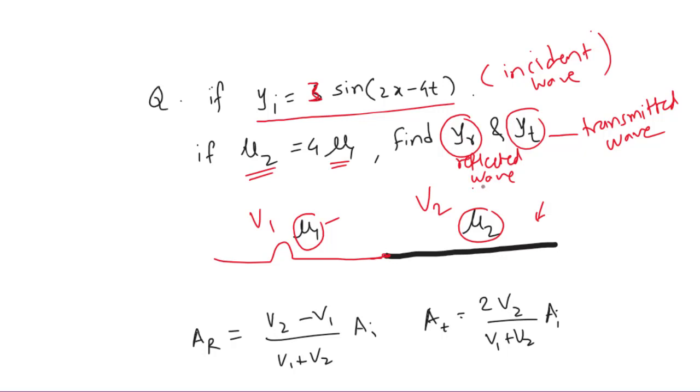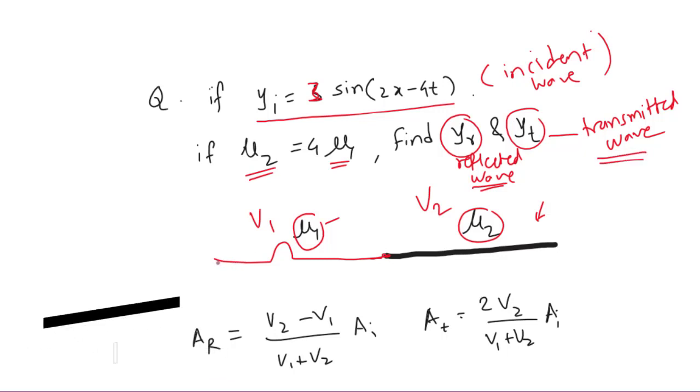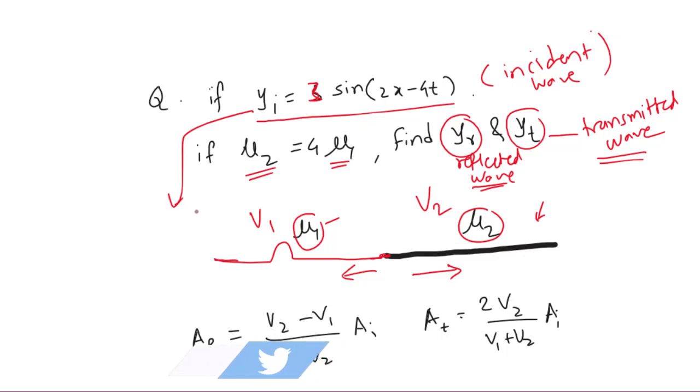Find YR, that is a reflected wave equation, or YT, that is transmitted wave equation. So basically, when we create a wave in this thinner rope, it gets reflected as well as transmitted in this thicker rope. So we know the equation of this incident wave, the original wave, and then we have to find the equation for this reflected wave as well as the transmitted wave.